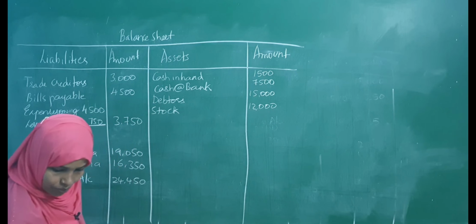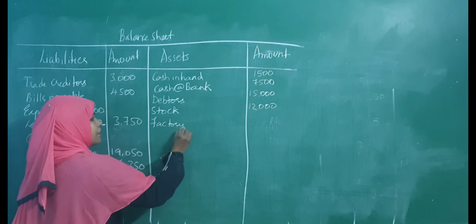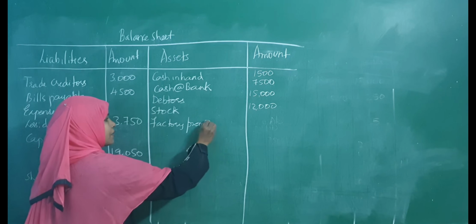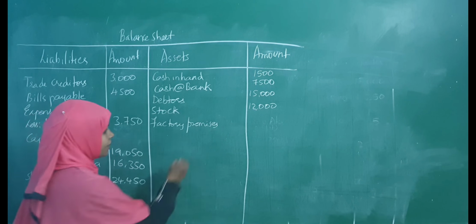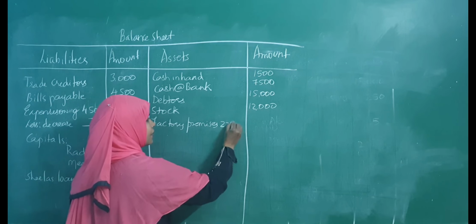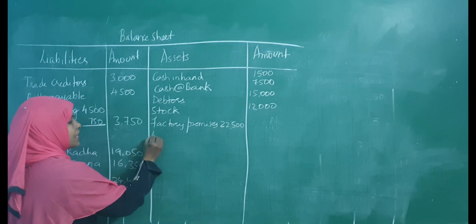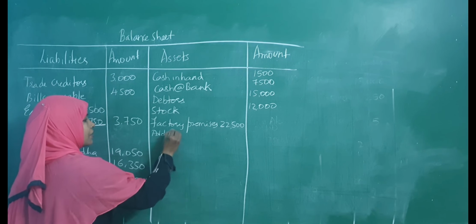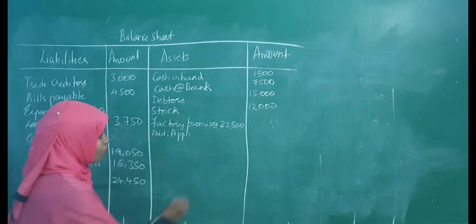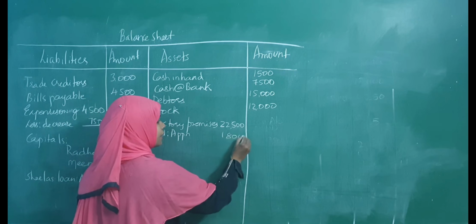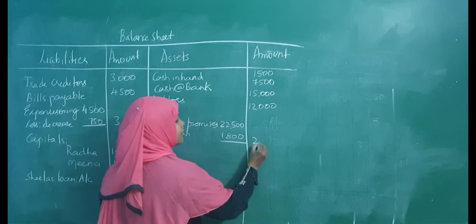Okay, next we have factory premises. Factory premises is actually 22,500. Add appreciation. It is 1,800. It comes to 24,300.